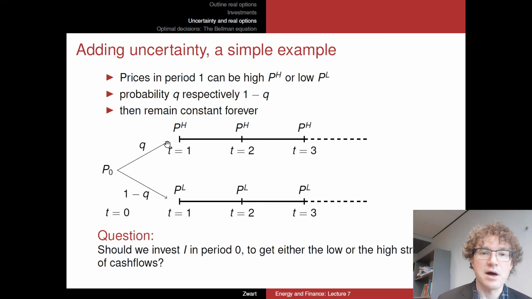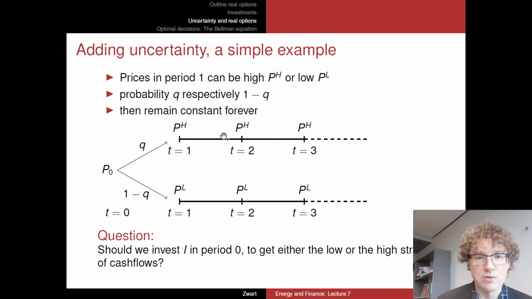that price can either go up to a high price, PH, or it might go down to a low price, PL. And the probability of going up is, let me call it Q here, and then of course the probability of going down will be 1 minus Q. And now the simple thing is the following: once it has gone up or down, it will stay where it is. So from this point onward, prices will again remain constant forever onwards.